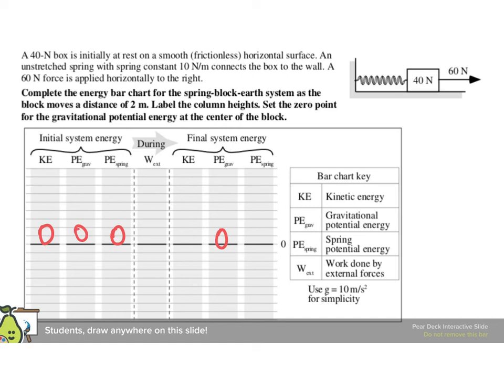All right, so we know that we will end up storing energy in the spring. At stretching it 2 meters, how much energy is stored in the spring? 1/2 times k times the stretch squared. So 1/2 times 10 newtons per meter times 2 meters quantity squared, which looks like it's 20 joules.